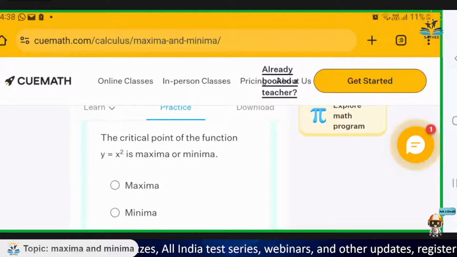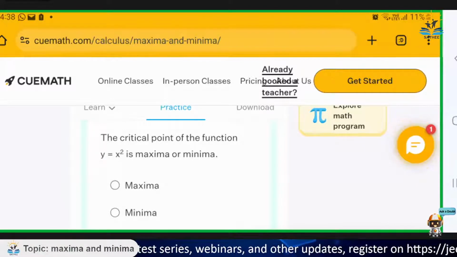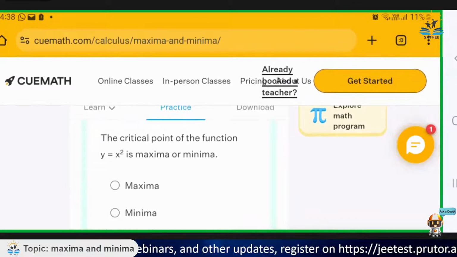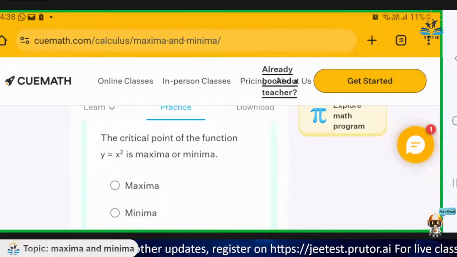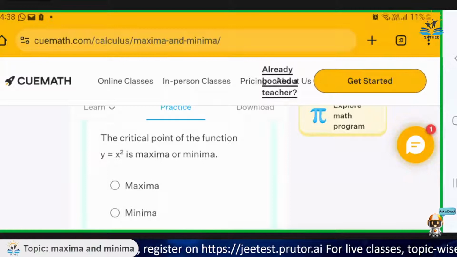So by first order test, we can see that f dash x is equal to 2x, and this becomes 0 at x is equal to 0. So the critical point is x is equal to 0. Now we have found the critical point of the function as x is equal to 0, and they are asking whether this point is a maxima or a minima.